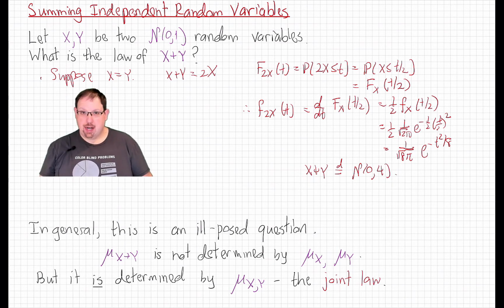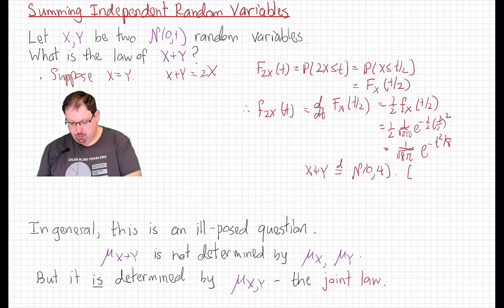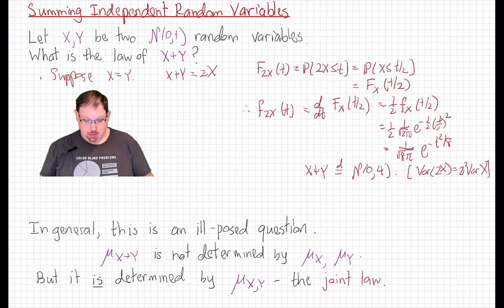Now, we knew it had to have variance 4, of course, because the variance of 2X is 2 squared times the variance of X. The fact that it's normal is interesting, and we'll come back to calculations like that later. So we would be tempted to say then the answer is it must be that X plus Y has the distribution normal of mean 0 and variance 4. But that's just in the model where the two are equal.